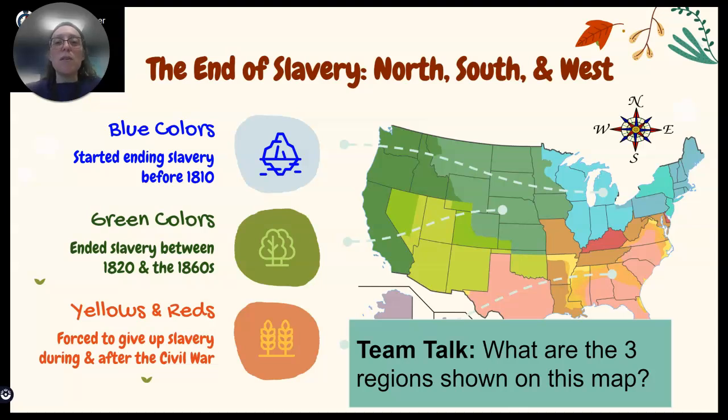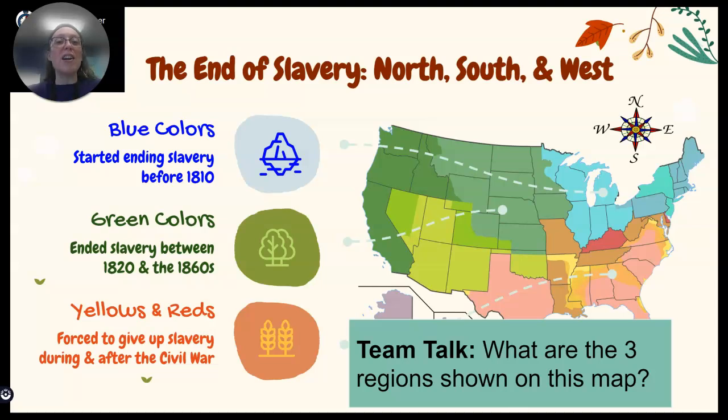So we have the North, and the South, and the West. And here they're shown basically in 3 different color ranges. The blue colors in the Northeast, what we call the North for the rest of this semester. The North started ending slavery before 1810.